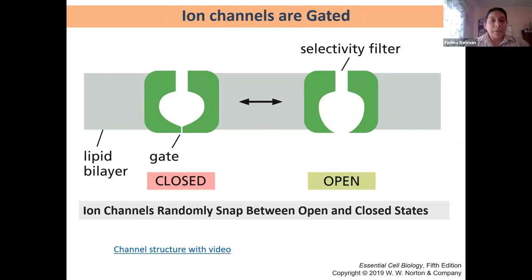Ion channels, because of that, are what we can call gated channels. So they close when there is nothing bound to them. And when they are open, that is when the selectivity filter is open as well. They kind of go randomly between open and closed states. There is a structure for that channel linked over here that you can look at to see how we know the structure and the selectivity filter's existence in there. They kind of snap between open and closed states randomly. However, overall, it is going to be dependent on the cell's needs, based on the environmental stimuli, to control how much sodium or potassium ion is going in or out. The selectivity filter will only work when it is in the open state.